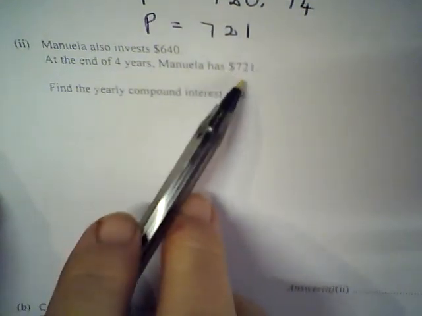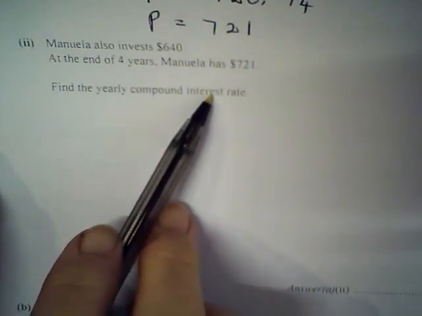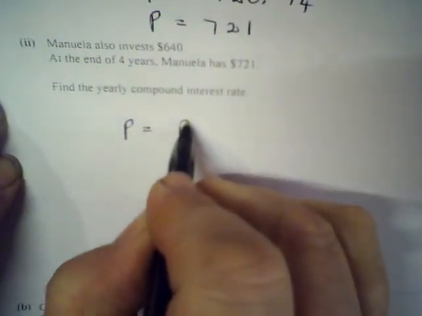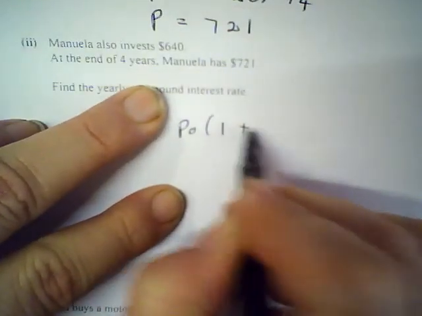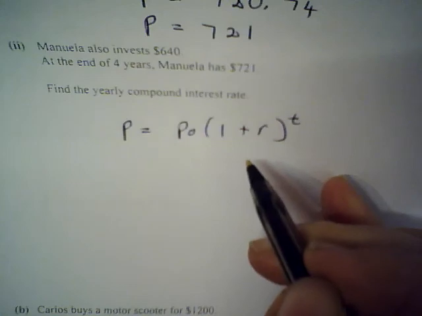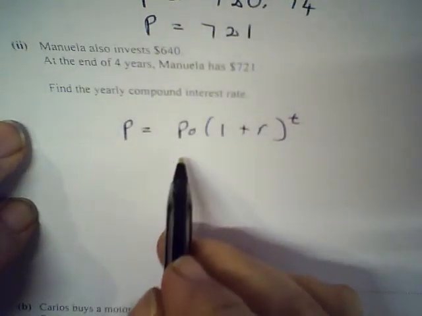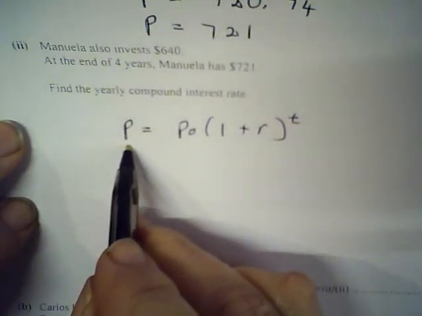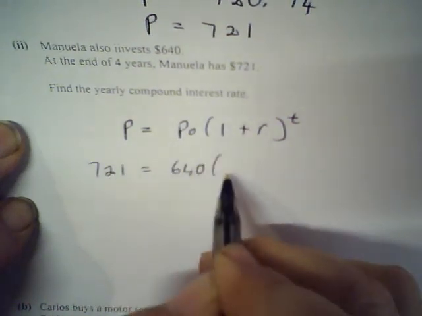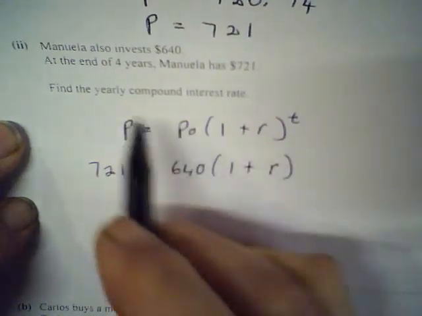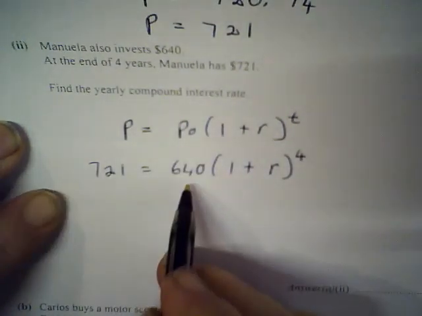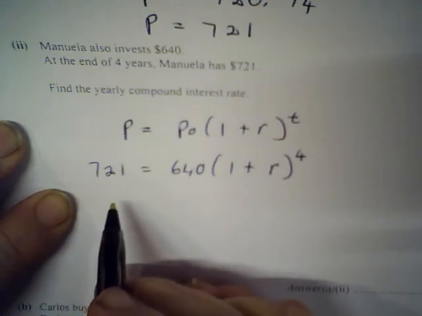Okay, Manuela also invests $640, and at the end of 4 years Manuela has $721. Find the yearly compound interest rate. So it's also compound interest. So P equals P0 times (1 plus R) to the power T. I do not have the R value. I do have my initial principal and my final principal. So 721 equals 640 times (1 plus R), and she invested it for 4 years. So T would be 4.